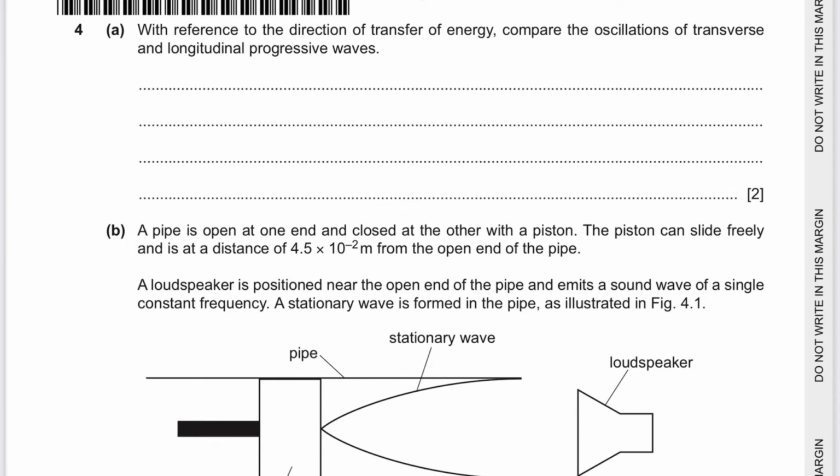Question 4a. With reference to the direction of transfer of energy, compare the oscillations of transverse and longitudinal progressive waves. So that's a matter of their definition. Pretty basic. Transverse waves have oscillations perpendicular to the direction of energy transfer, whereas longitudinal waves have oscillations parallel to the direction of energy transfer.